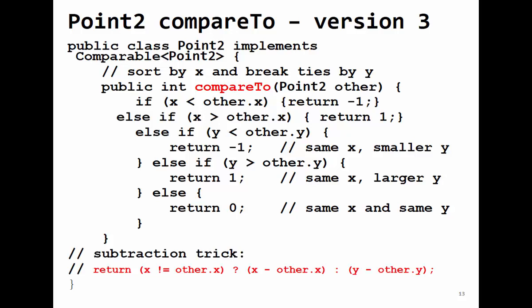Another trick: you can avoid all these statements and all this code by using just one line. If X is not equal to other X, then we return the difference. Otherwise, we return the difference for Y. So all these if statements, we can reduce to only one line. Okay? It's good to practice such techniques to reduce the number of lines in your code implementations once you come to the labs or the lab test.